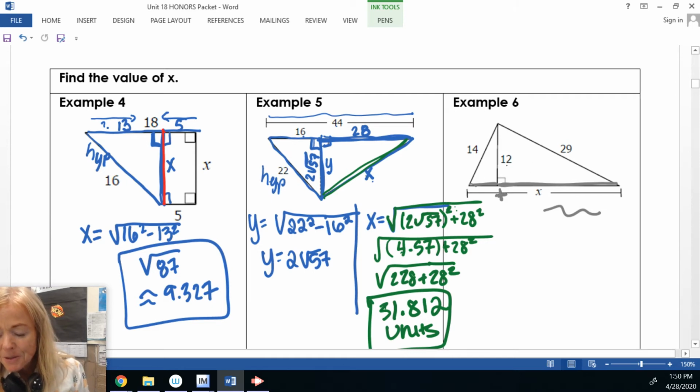Okay, so we're asked to find X. X is a compilation of 2 parts. It's this side plus this side. So I'm going to have to find 2 sides of the triangle. Luckily, I know 2 other sides in each case. I know the 14 and 12 to come up with this, and I have the 12 and the 29 to come up with this. And adding them together in the end will give me the total side, which is X.